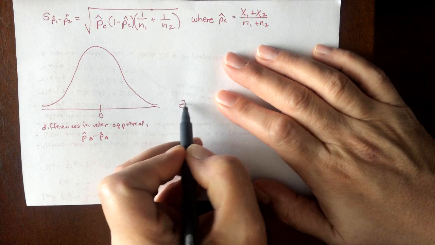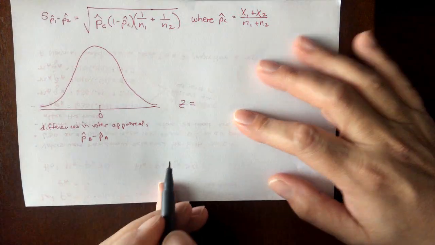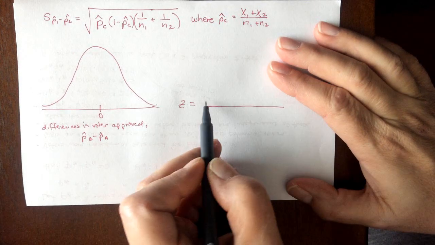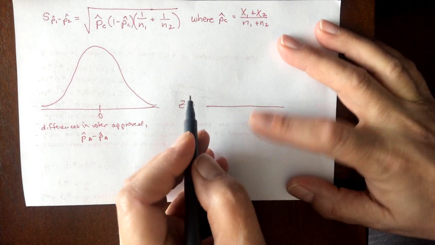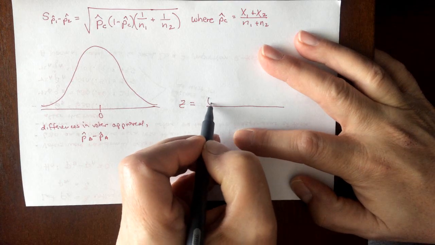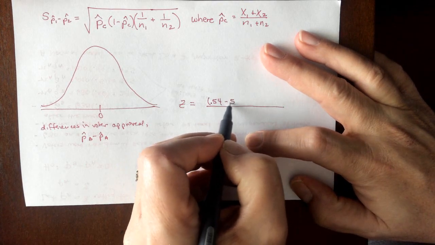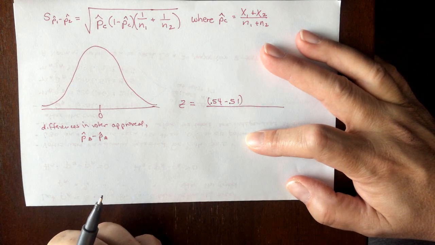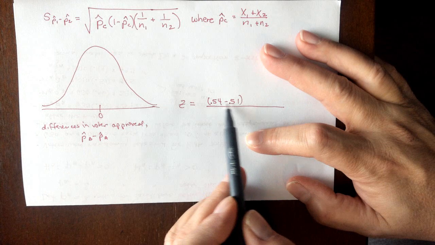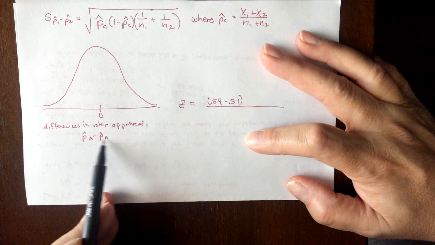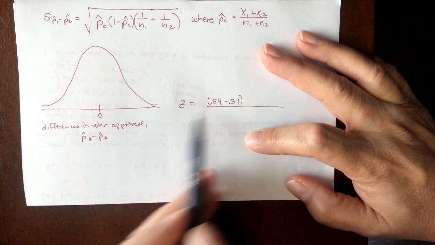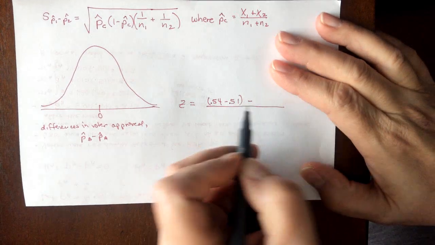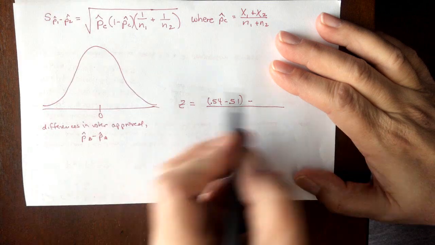I'm going to leave some space up here for some work. Z-score says take the observed difference in proportions. Okay, well, let's see. We had 54% before minus 51% after. So we're going to see a 3% difference in the two. This is always in the same order as we've defined our variables in the null hypothesis, so before minus after. So 3% difference minus the expected difference, which is 0.